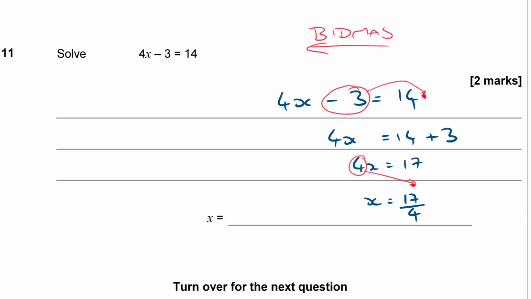Now, whilst it might not feel like it to most GCSE students, 17 over 4 is actually a very acceptable answer. It's just a top-heavy fraction. If you did want to rewrite it as a mixed number, you can say, how many times does 4 go into 17? 4 goes into 17 4 times, and the remainder is 1. So 17 over 4 is 4 1/4. You could rewrite it like that, or 4.25. You could even type it into your calculator, but 17/4 is actually a perfectly good answer.